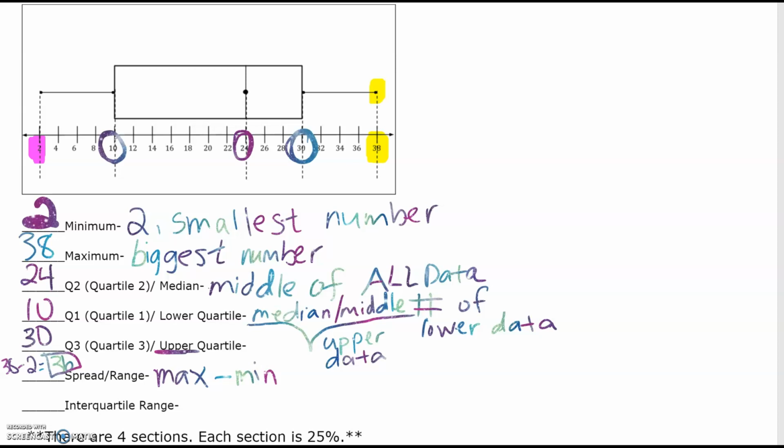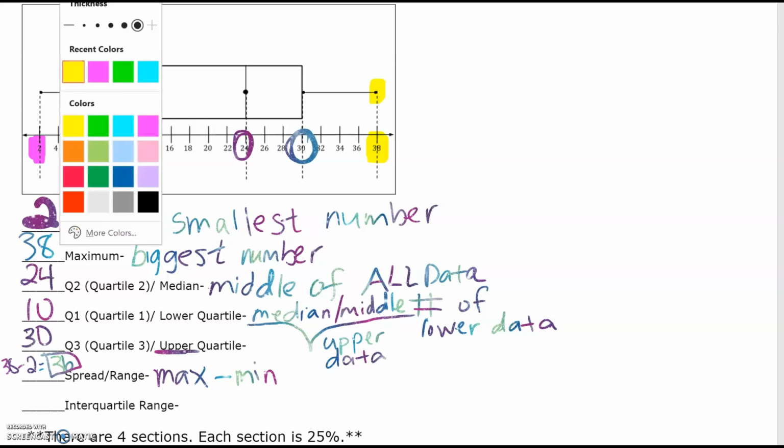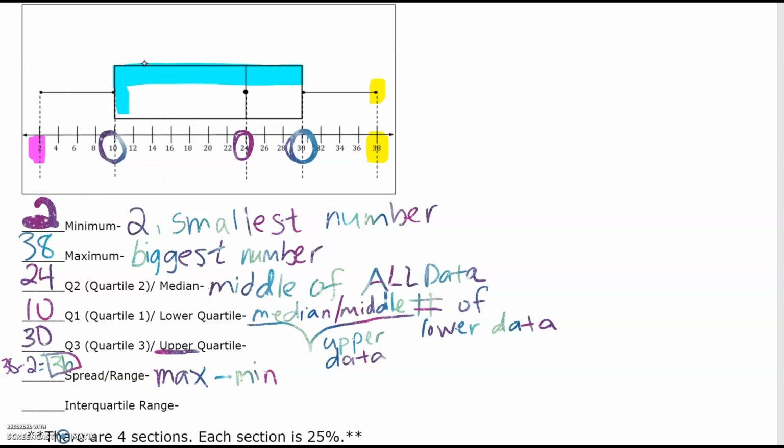All right, so we have one more here at the bottom. It's called the interquartile range. So our interquartile range is going to be 20 because that is the range of the interquartile, which we haven't talked much about yet, but the interquartile is inside the box. It's this data right here.